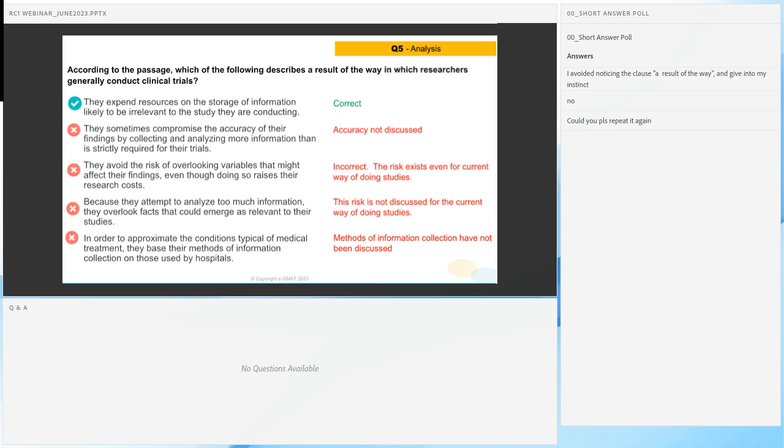Choice D: because they attempt to analyze too much information, they overlook facts that could emerge as relevant. I have no idea how you would choose this. Nowhere does the passage mention this.